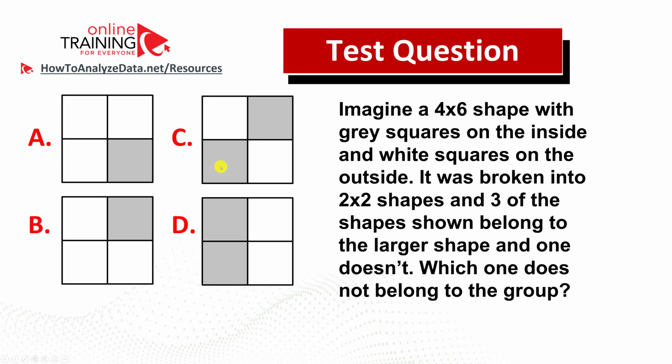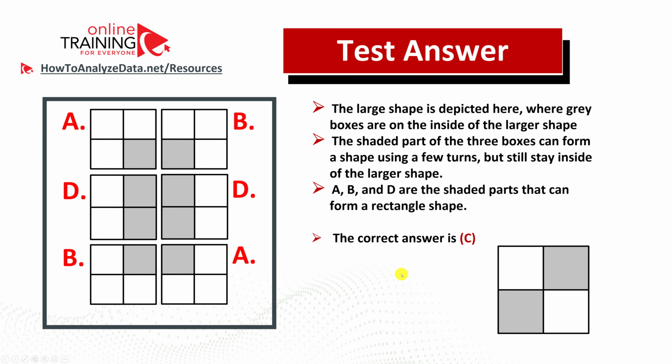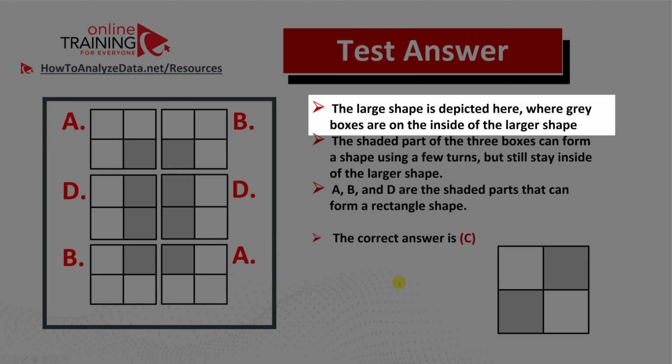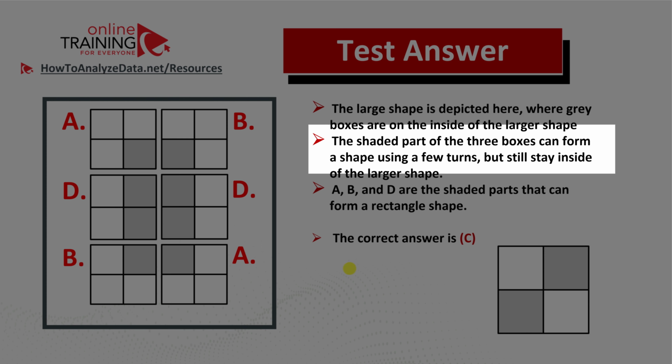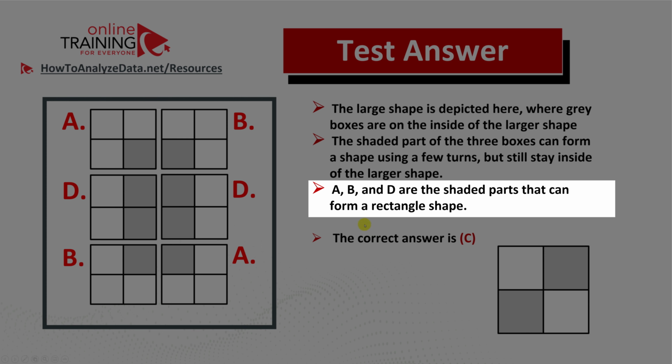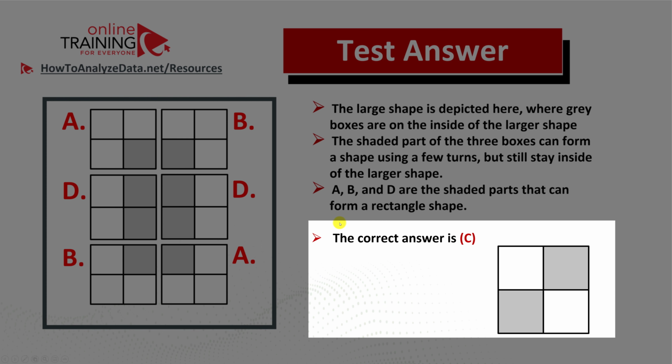But what you see is that choice C is not represented here anywhere. So the correct answer here is choice C. Let's recap. The large shape is depicted right here, where gray boxes are on the inside and the white boxes are on the outside of the larger shape. The shaded part of 3 boxes can form a shape using few turns, but still stay inside the larger shape. This is why choices A, B, and D are valid choices, and choice C is the correct choice, and this is the one you should be selecting.